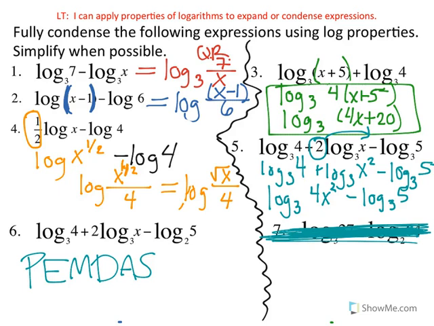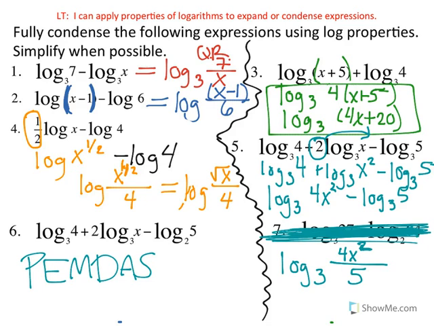Now that we've taken care of the product rule, we need to fully condense. There's one more step that we have to take, and that is the quotient rule. So I need to condense one more time using the quotient rule. Log base 3, the first term goes first, 4x squared, divided by the second term is written second.